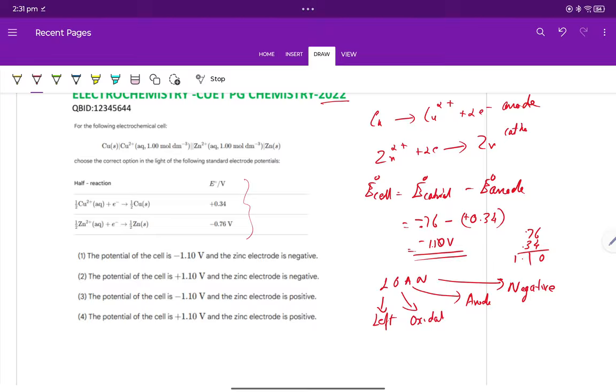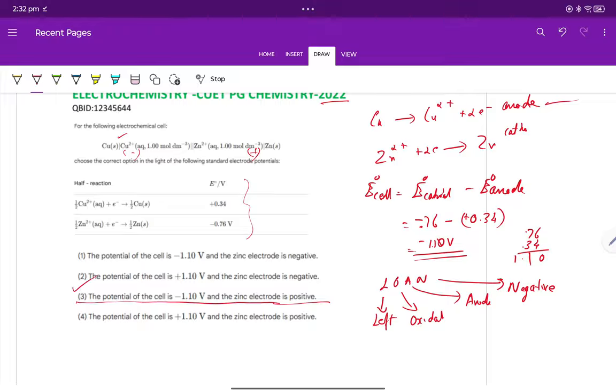In that case, the left electrode is copper. Oxidation is happening there, that is fine. It works as the anode and it will be having a negative charge. If this is having a negative charge, this should have a positive charge. So the third one is the right option: the single electrode is positive.